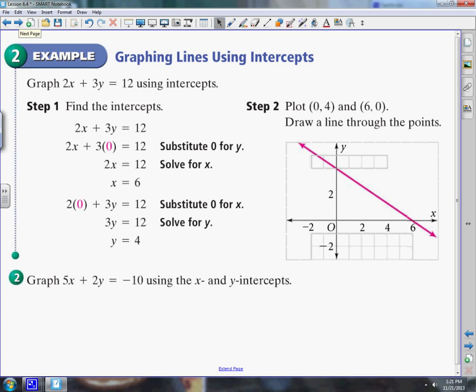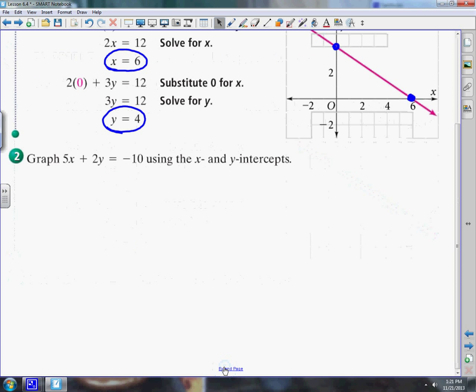So graphing using the intercepts. So this is what I just was kind of telling you about. So you have graph 2x plus 3y equals 12 using the intercepts. So here they found out what their intercepts are. X is 6 and y is 4. And then they went over here on the x-axis, they made a dot at 6, and on the y, they made a dot at 4, and then they connected them. So pretty simple. So try this one on your own.